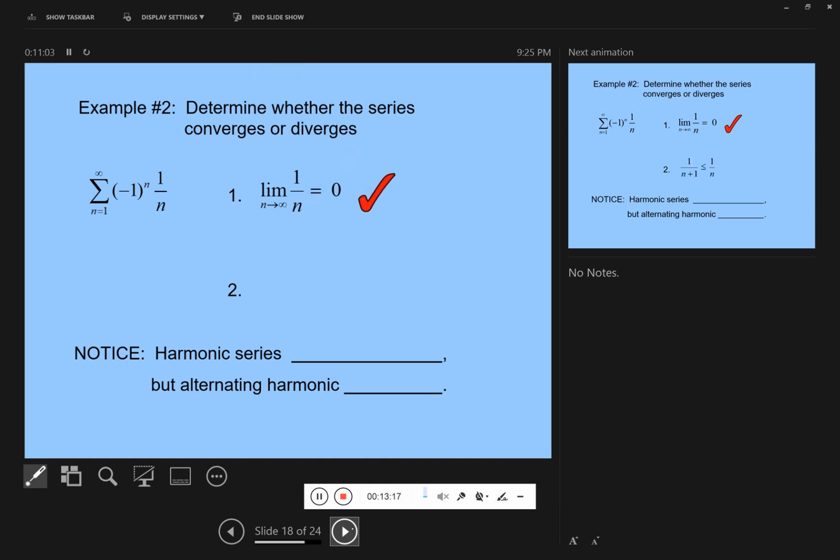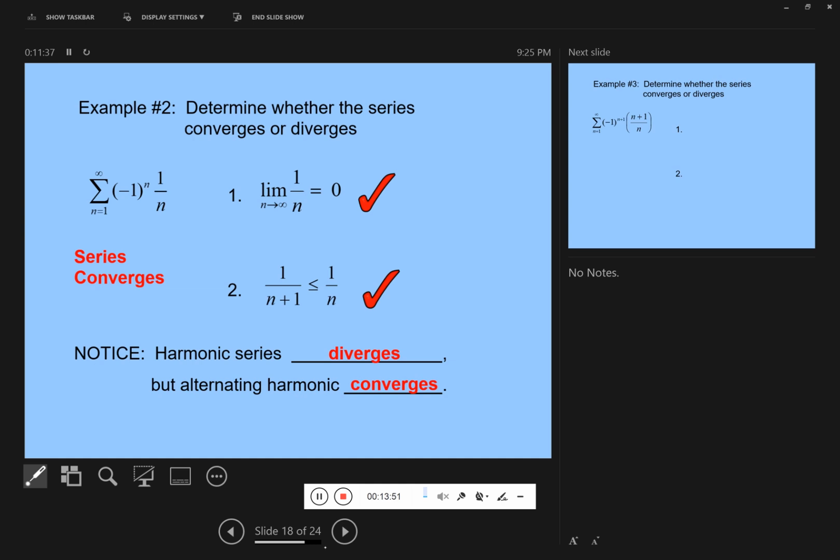Now, because that worked, I have to go on to the next step. Well, do the terms decrease in magnitude? In other words, is the 1 over n plus 1 term less than the 1 over n? Well, yeah. 1/3 is less than 1/2, 1/4 is less than 1/3, and so on. So that holds true. So here's what I want you to realize. Overall, that alternating harmonic converges. But remember, the regular harmonic, if it were just 1 over n, we already showed by a p-series that's a diverge. But if it becomes alternating, then it becomes a converge.